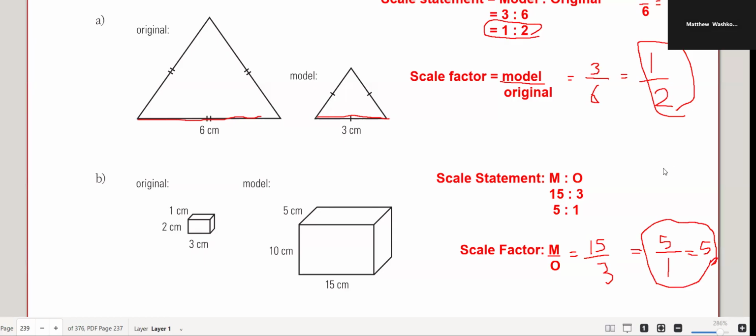If you were to give me, hey, it's a 0.5, no, that's not okay. Keep it in fraction form. Okay, done.